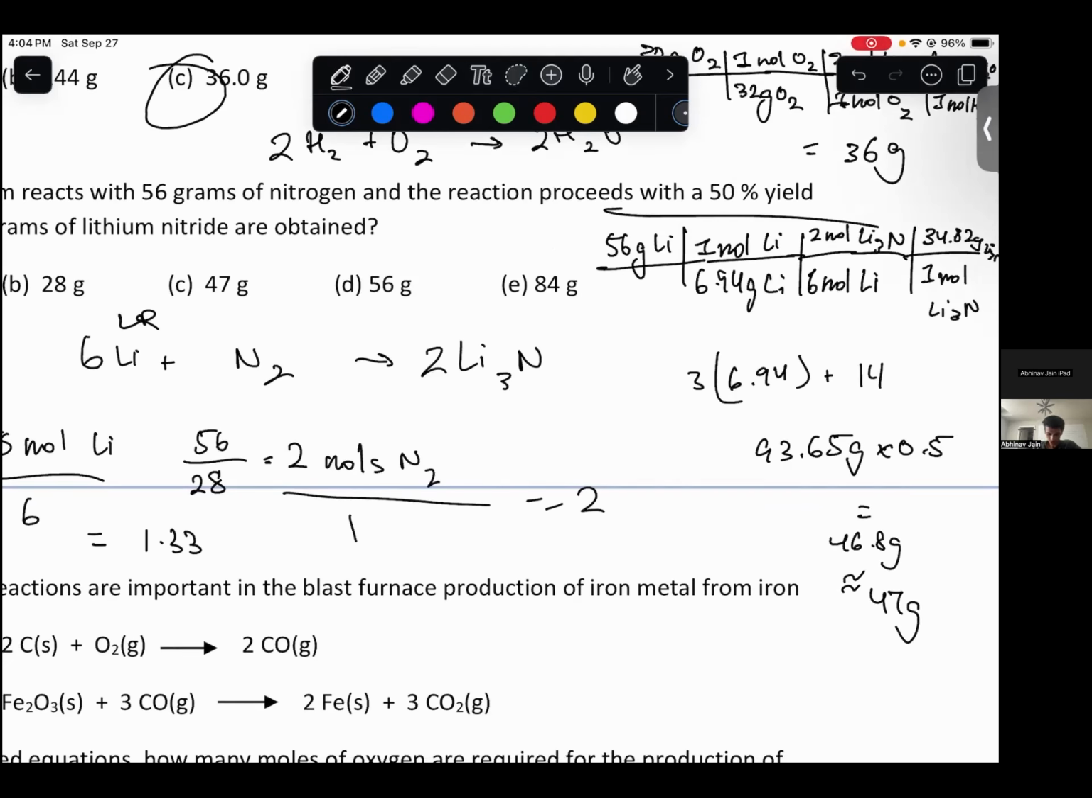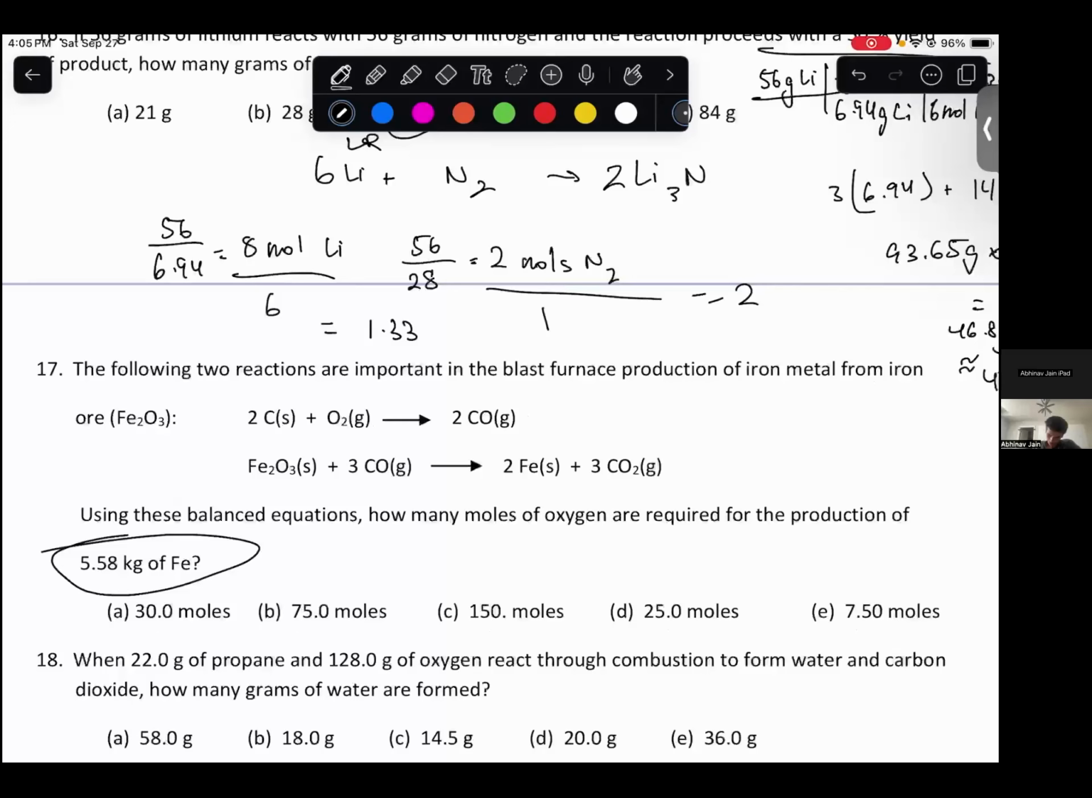Next up, let's go to number 17. The following two reactions are important in the blast furnace production of iron metal from iron ore. It says, how many moles of oxygen are required for the production of 5.58 kilograms of Fe? So 5.58 kilograms of Fe.